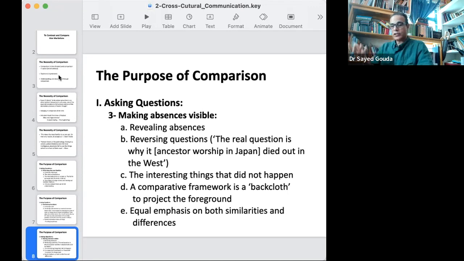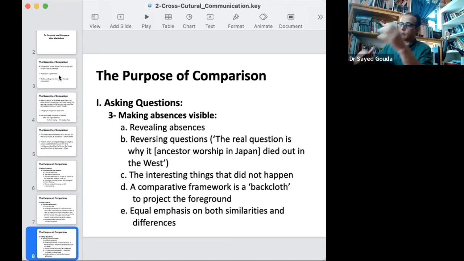Here, we do not say that asking why the ancestor worship still exists in Japan, we don't say that this question is not interesting. It is interesting, but it might be more interesting, or it may add a certain or a deeper dimension if we ask why it died out in the West or in another part of the world. So we always need to ask about the interesting things that either happened in the past and ceased to exist anymore, or about things that did not happen at all.